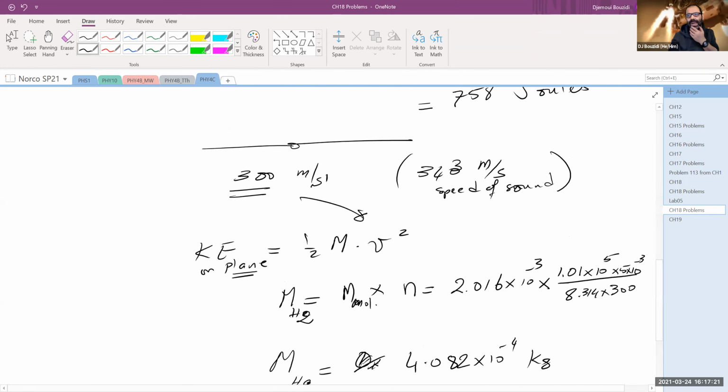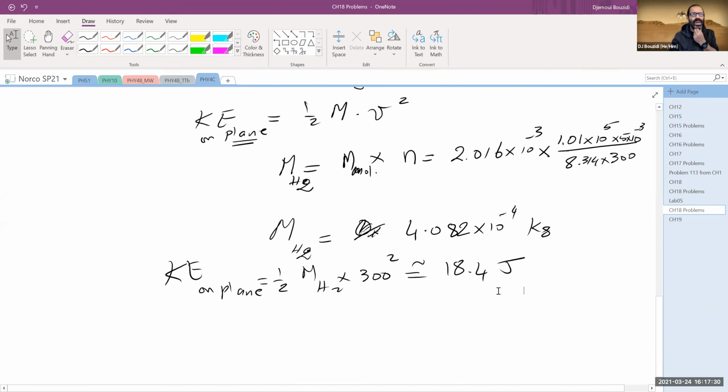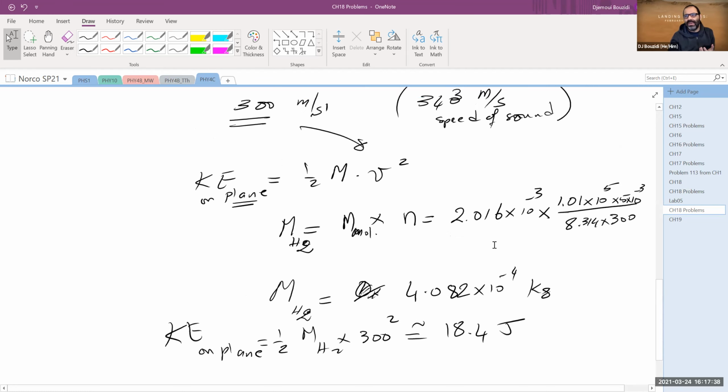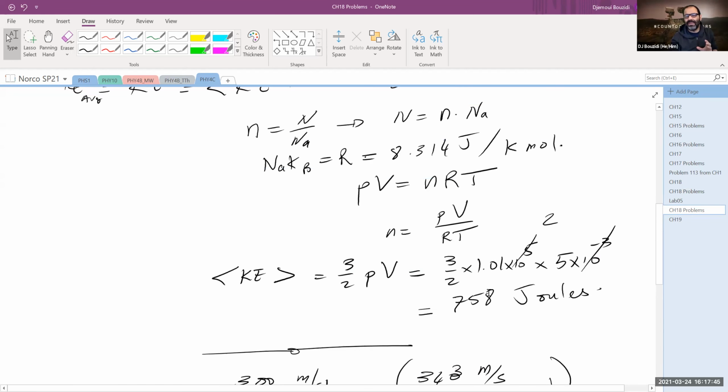I expected this number to be a lot less than that of the kinetic energy due to thermal agitation. Thermal agitation is 758 joules, whereas this one is only 18.4 joules. If you take that gas, because it's agitated, it's moving every which way, at room temperature, 300 Kelvin, its kinetic energy on average is 758 joules. So that's the entire gas. Each molecule will have this number divided by Avogadro's number. So each molecule contributes a tiny number.